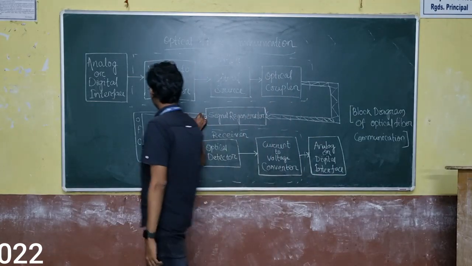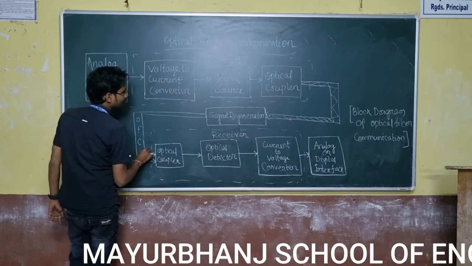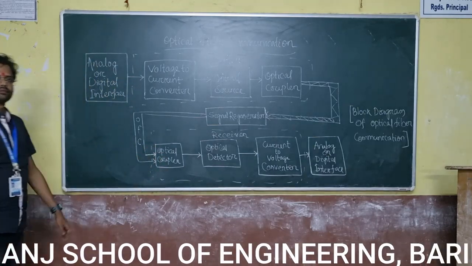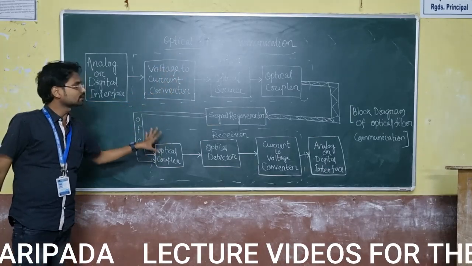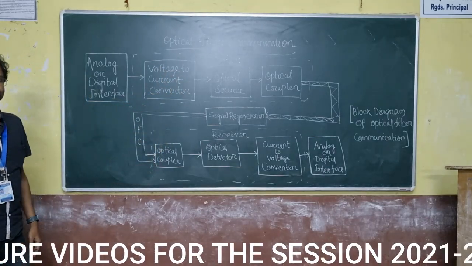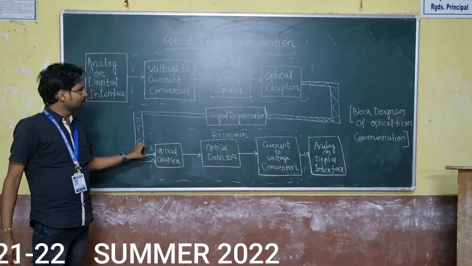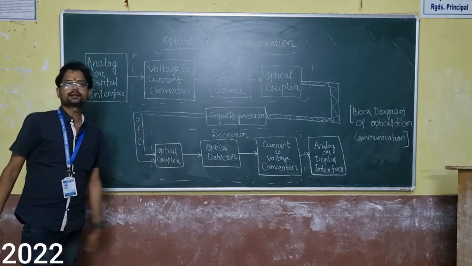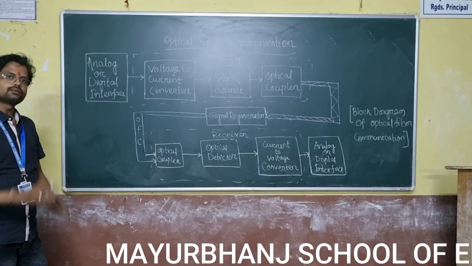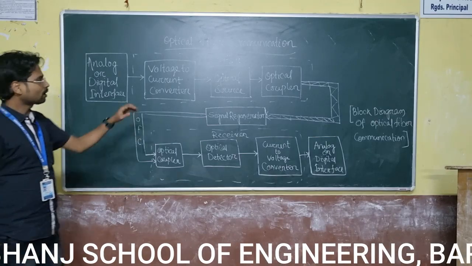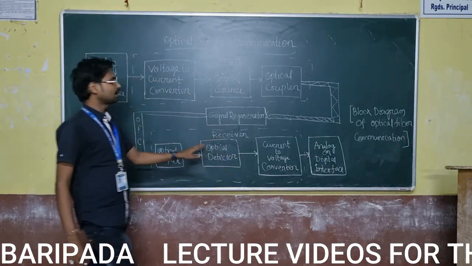Then the signal will travel through the optical fiber and reach the receiver segment, where the first part, after the transmitter, is an optical coupler. The optical fiber is connected to the optical detector. What will the optical detector do now? The incoming light energy will be detected by the optical detector.